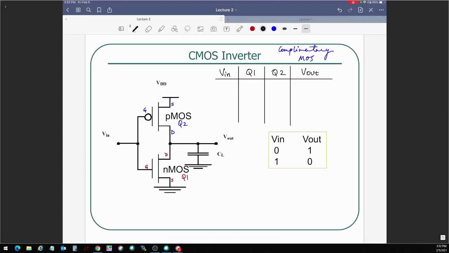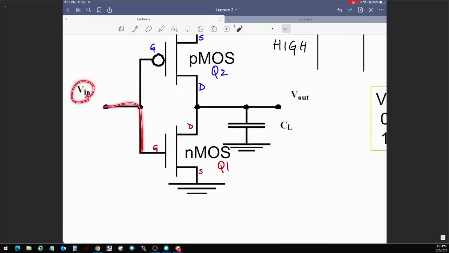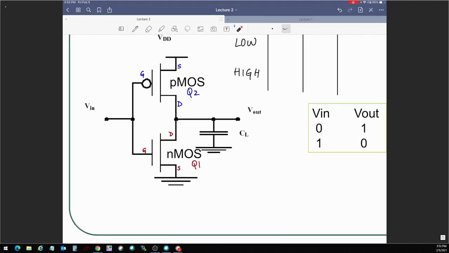I'm not looking at all the possibilities of my input voltage. I'm simply looking at the logic 0 and logic 1 states. So the input voltage can either be low or high. When it is low, can you tell me whether Q1 is going to be on or off? This controls the gate terminal there, and I'm saying that it is low right now.